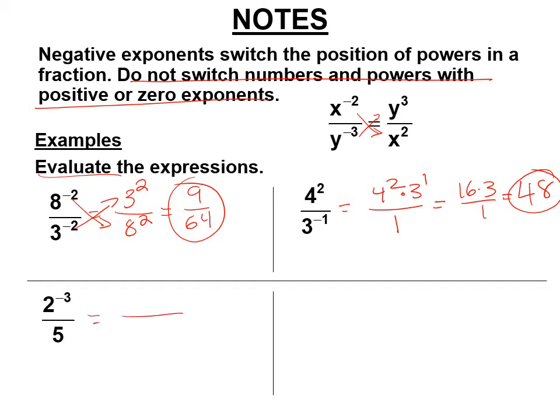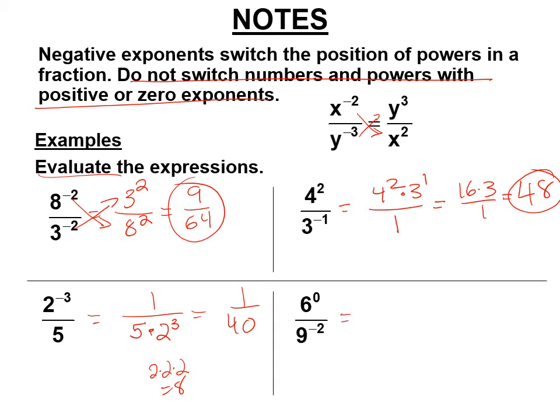All right. So the 5 stays where it is. It's got no negative exponent. The 2 comes down here and becomes 2 cubed. Everything's gone from the top, so you put a 1 there. 2 cubed is 2 times 2 times 2, which is 8. So this is 5 times 8, which is 40. This is 1/40th.